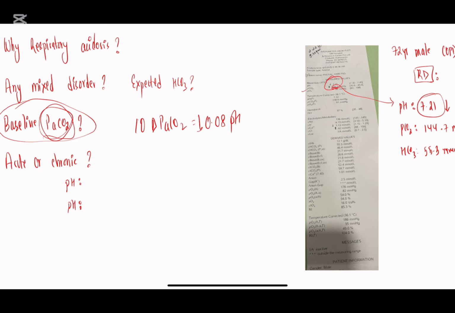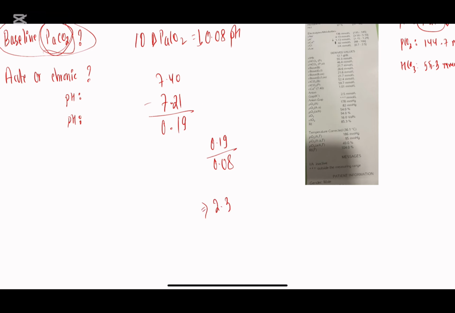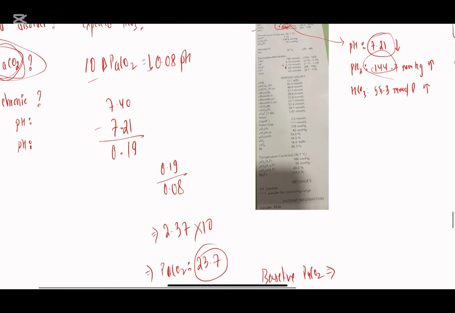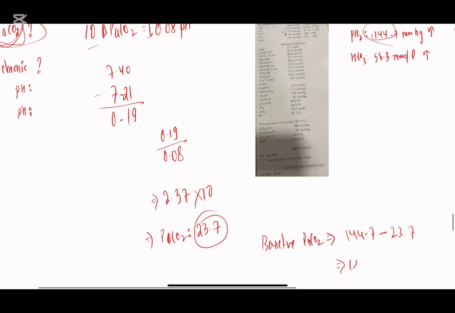We have got the pH of 7.21. 7.40 minus 7.21 is 0.19. 0.19 divided by 0.08 is 2.37, so the PaCO2 change is 23.7. So the baseline PaCO2 is 144.7 minus 23.7, it's 121.